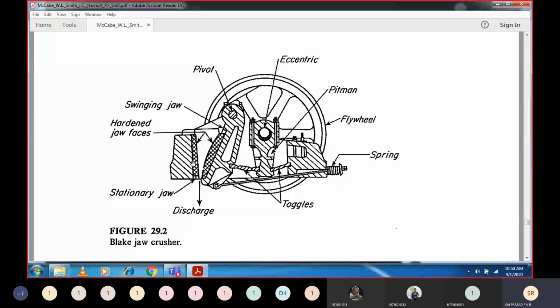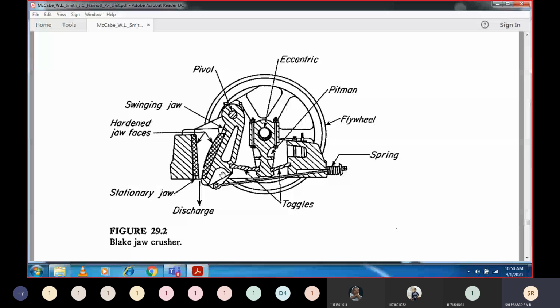So this one is called the hardened jaw face, and this is a stationary jaw, which means it is not moving. Whereas this is called a swinging jaw. The swinging jaw will be swinging in this direction, moving like this. Here at the top, it is fixed by means of a pivot.